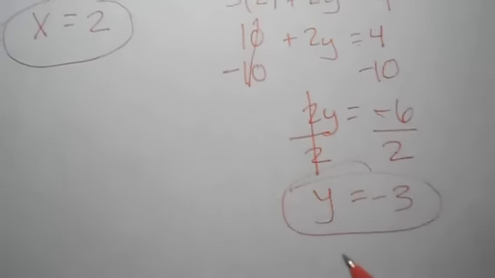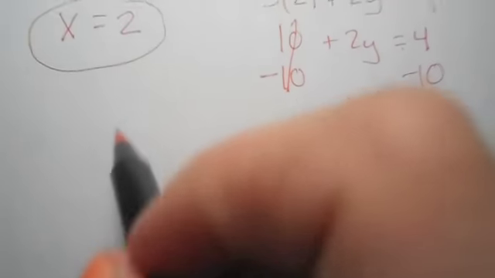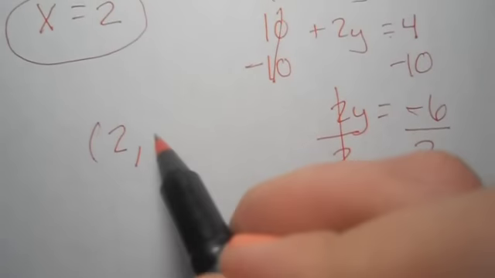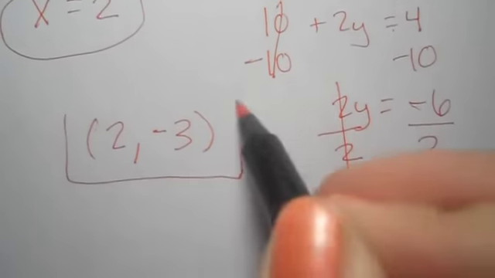Alright, it asked for a solution. We have that x is 2 and y is negative 3. So the solution we'll write in coordinate form, x comma y, or 2 comma negative 3. That is your solution.